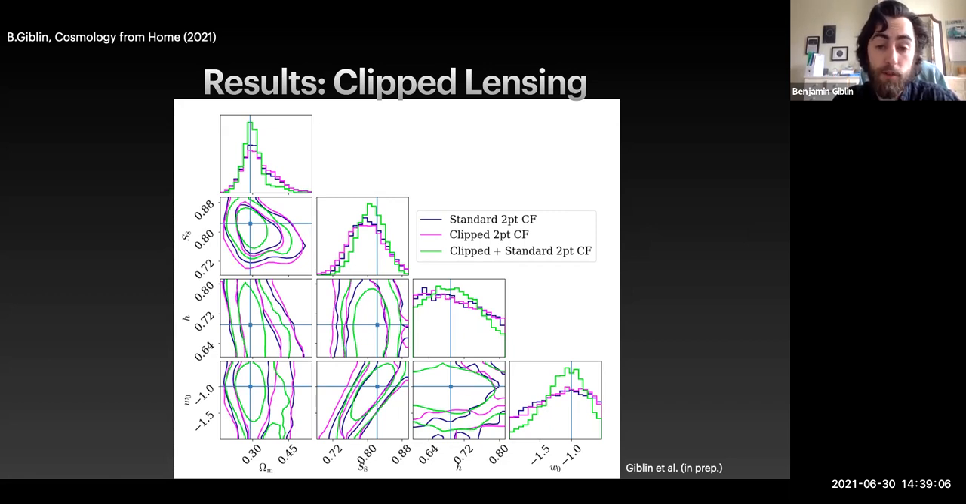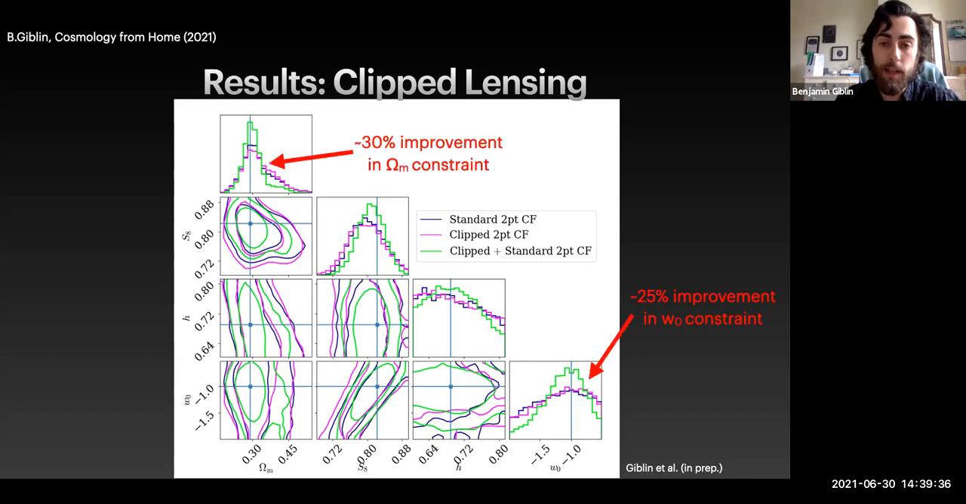But what is crucial is the fact that the combination of the clipped and standard analysis, they do provide tighter cosmological parameter constraints relative to the standard analysis alone. So this confirms that the clipped correlation function does indeed contain information that is independent of the standard analysis. And again, we see significant improvements, but in this case, we find that they are mostly for the omega m parameter, where we see a 30% improvement. And again, for W0, we see a 25% improvement for that parameter.